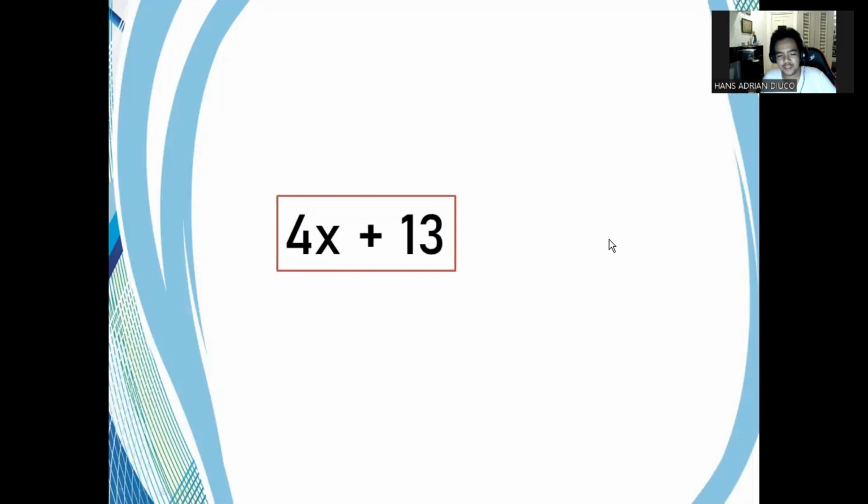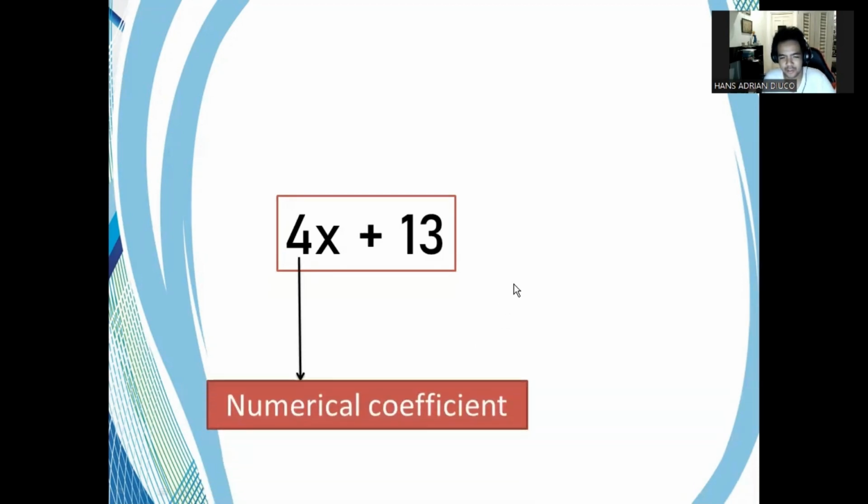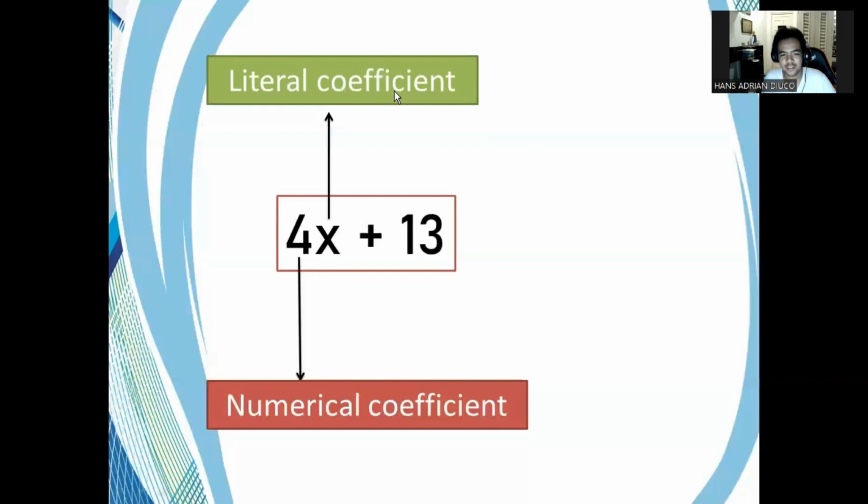So let's see if anyone still remembers the parts of a linear equation. For x, the 4 is the, does anyone know? Number 31. Yes, the answer is the numerical coefficient. And for the x, what is the x? Sino si x? Kailangan natin malaman kung sino si x. Ayan, number 23. Variable, no. I mean, yes, but this is the more formal description since, yes, okay, thank you, number 17. The answer is the literal coefficient.